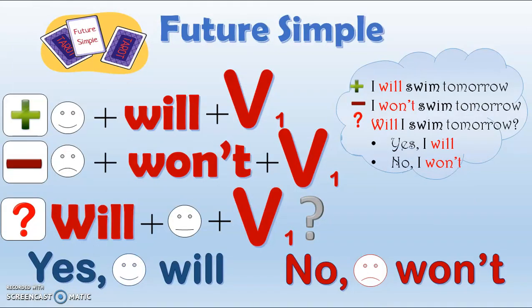Future simple is formed with will plus the bare infinitive of the verb. I will swim tomorrow is the affirmative form. I won't swim tomorrow is the negative, and won't is the short form of will not. Will I swim tomorrow? is the question form, and the short answers are yes, I will or no, I won't.